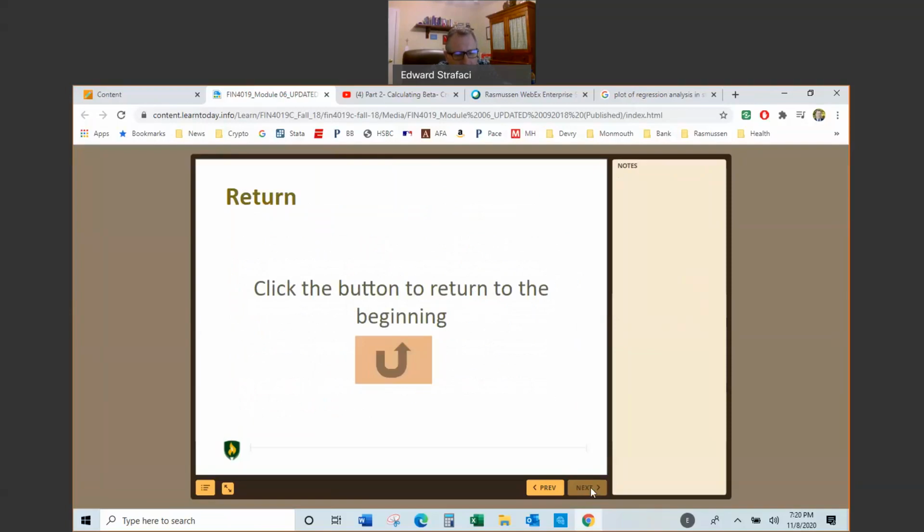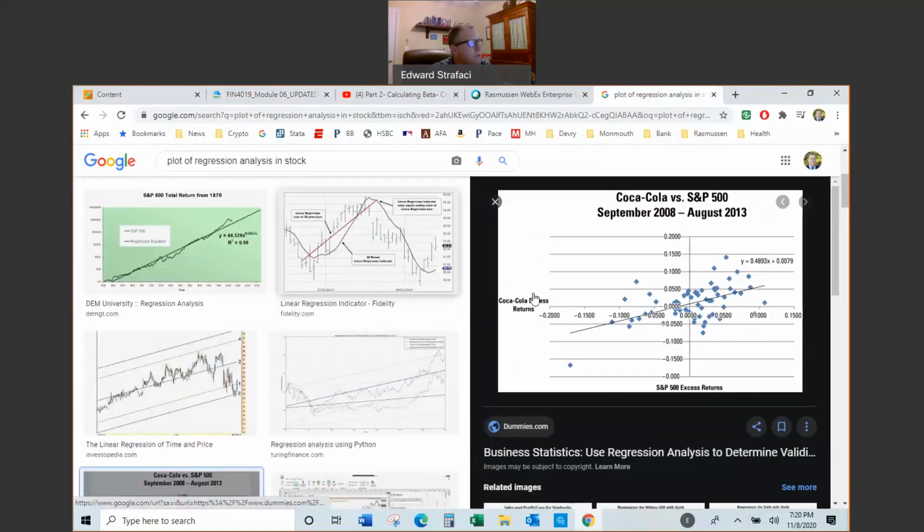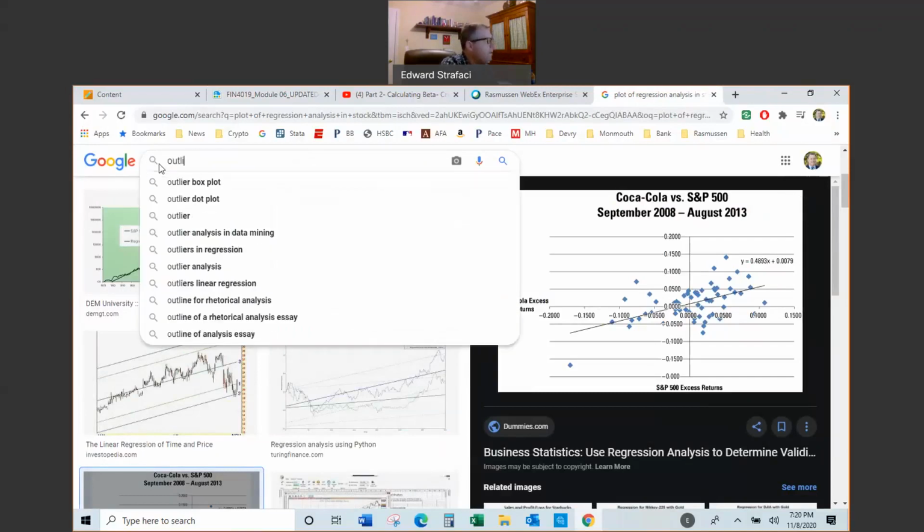So there are a lot of problems that can come about. One of the problems we see sometimes is, so this was a typical plot. There are some typical problems we look for right away in regression analysis. I'll go over a few of them. There are outliers.